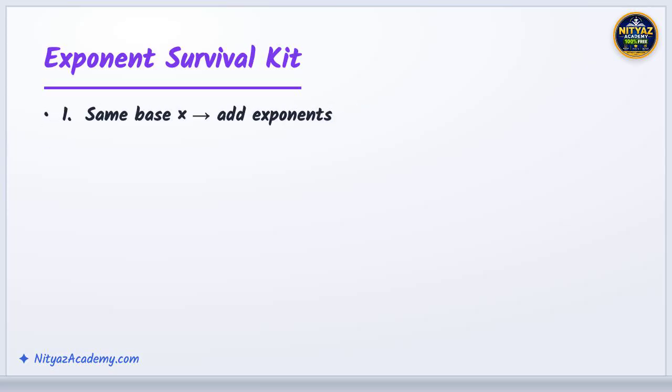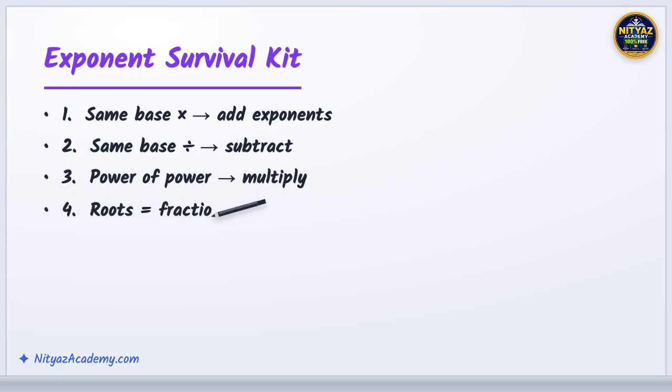Your survival kit. 1. Multiplying same bases means add. 2. Dividing means subtract. 3. A power of a power means multiply. 4. Turn radicals into fractional exponents whenever it helps. Most of these are pure mental math and faster by hand, but if a number gets ugly, the digital SAT's Desmos calculator will evaluate it in a second.